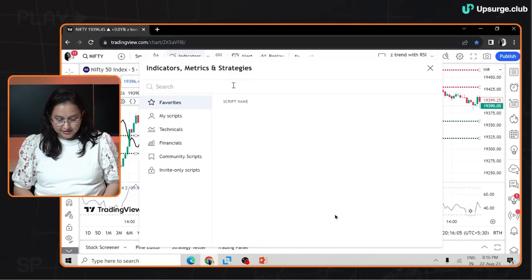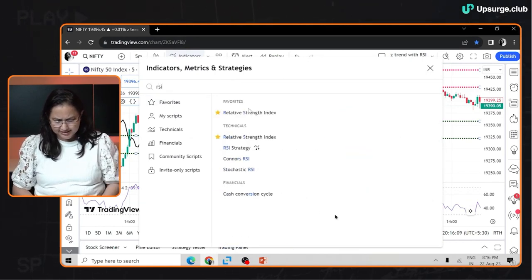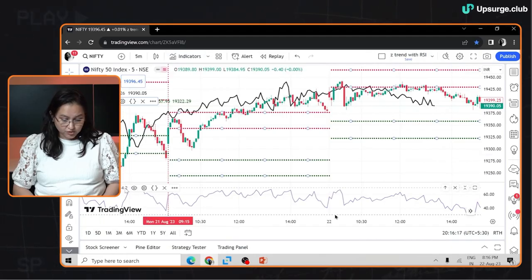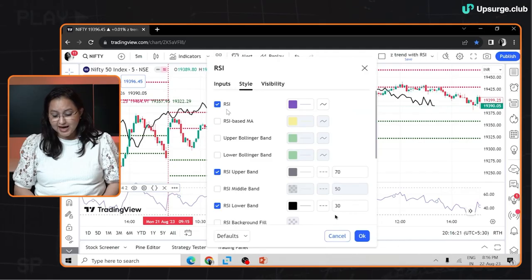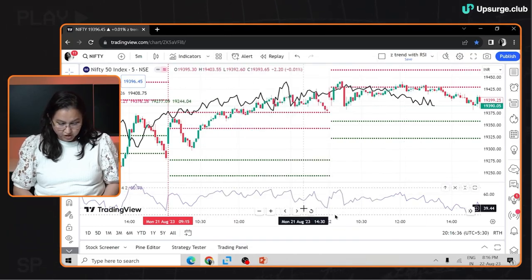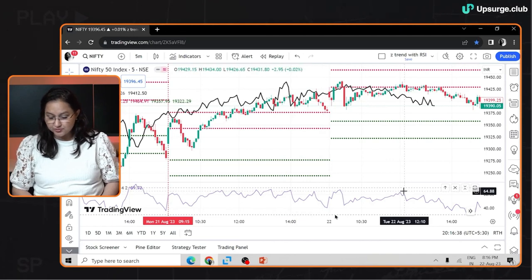I'll go to indicators, type relative strength or RSI. Even if I type RSI, this is the indicator which I will use, the Relative Strength Index. Again, go to the settings once it is added on your chart. Just check the RSI line. Only the RSI line is what we need, and we need the RSI upper band at 70 and lower band at 30. You can change the color, maybe make it black so that it is more visible and prominent on the chart. And here you have the system ready.